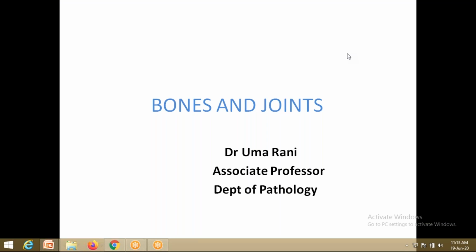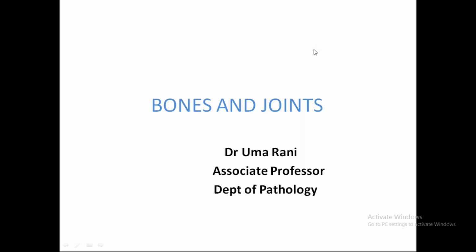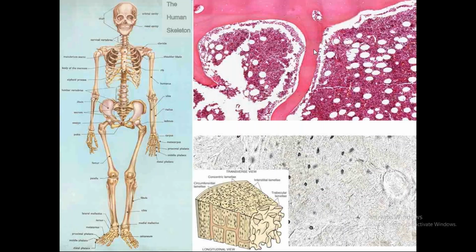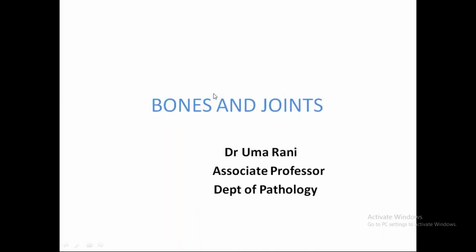Today we are going to start bones and joints. We know that there are 206 bones in the human body, and this is the bone with the marrow component here.